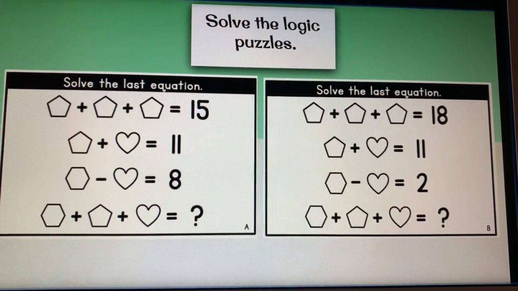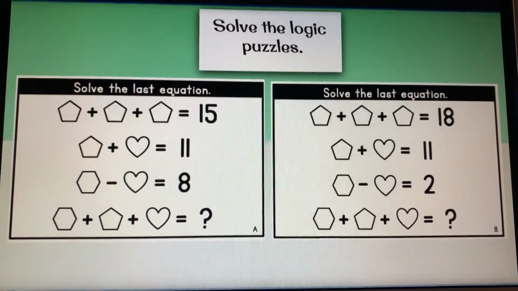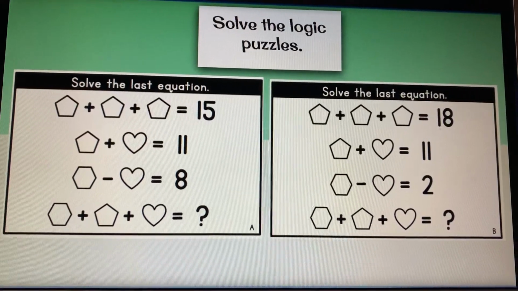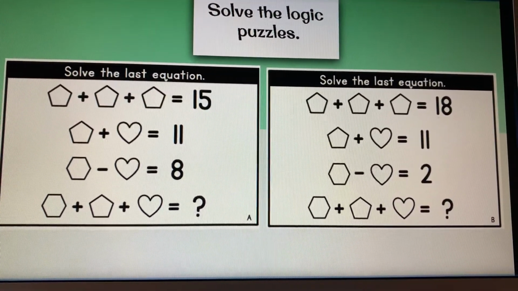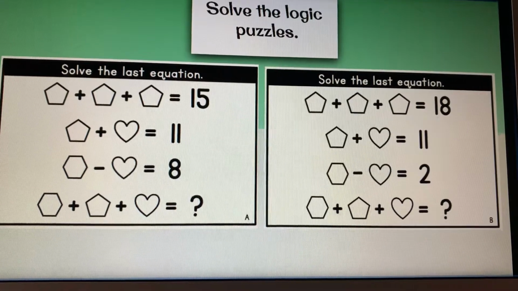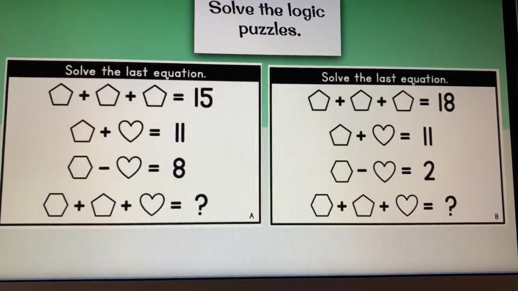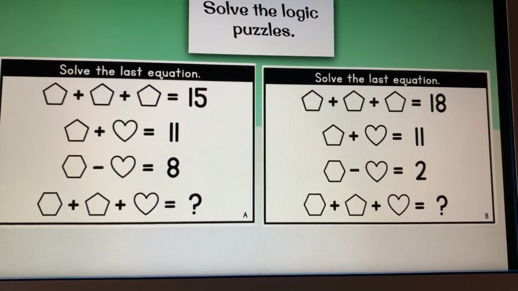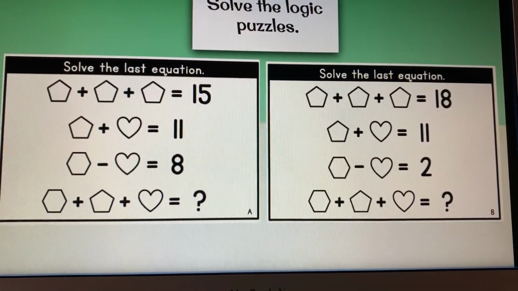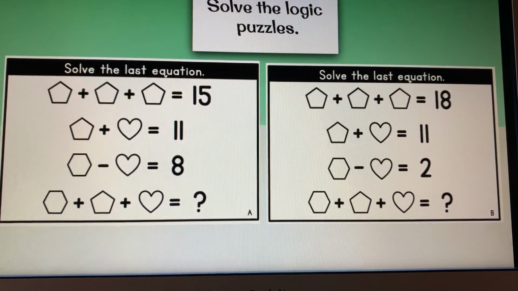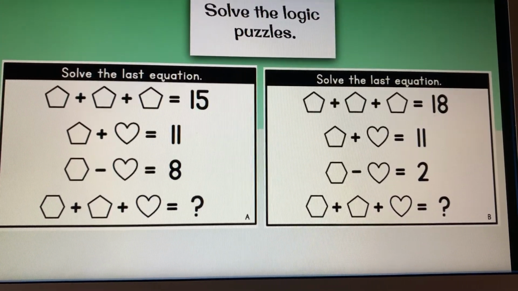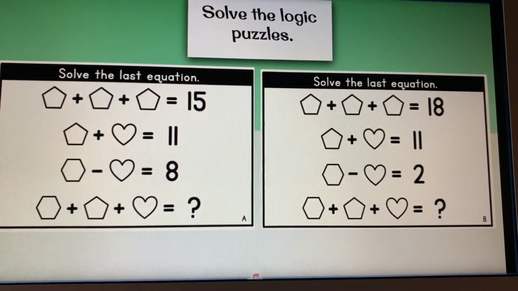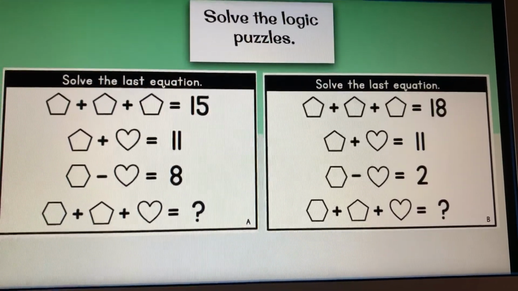So the first one on the left-hand side of the screen has 3 pentagons, and so we have to figure out what number plus what number would equal 15. So it's going to be the same number in all 3 cases. And then if you look at the picture on the right side of the screen, it's the same shape, but because it's a new equation, what number 3 times is going to equal 18? So that first one is kind of like a multiplication problem. What times 3 equals 15, and then what times 3 equals 18.